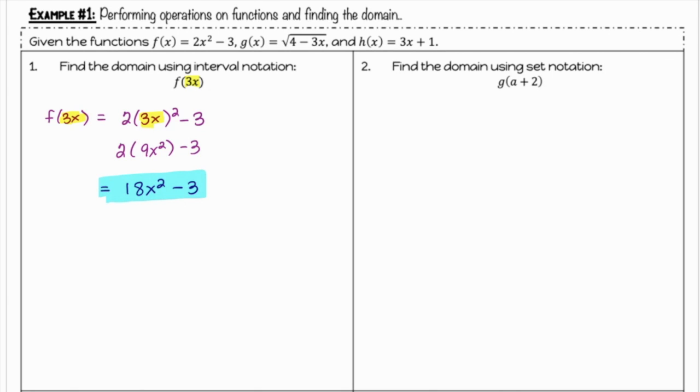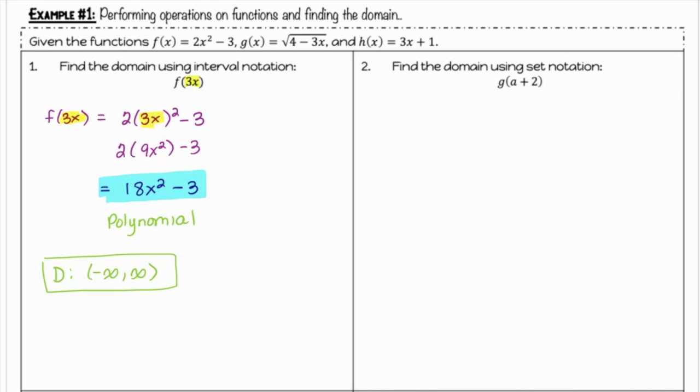At this point, I am going to identify what case I have. I have a polynomial. Since I have a polynomial, that means that the domain, using interval notation, goes from negative infinity to positive infinity. So the extra step here is me having to do my input piece.